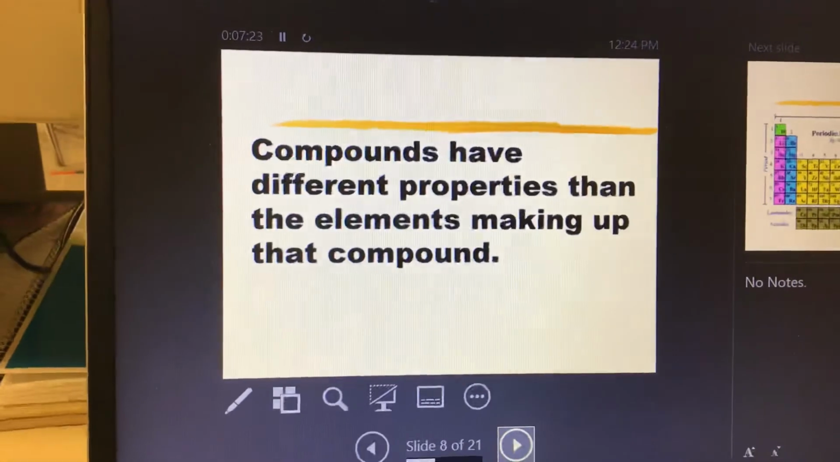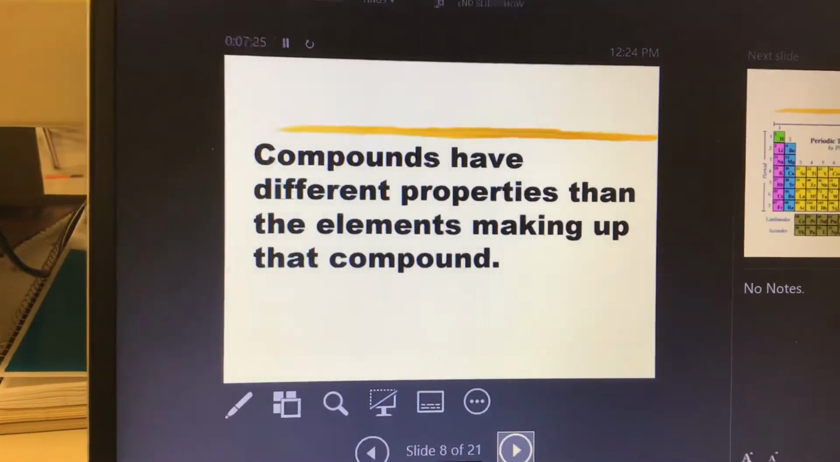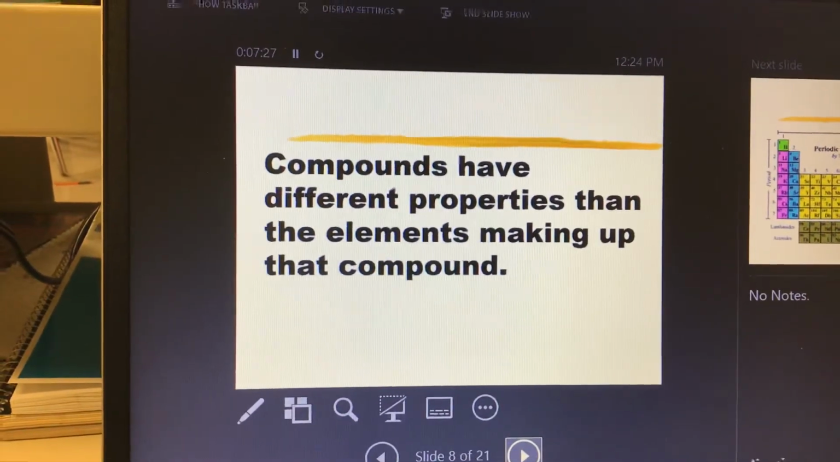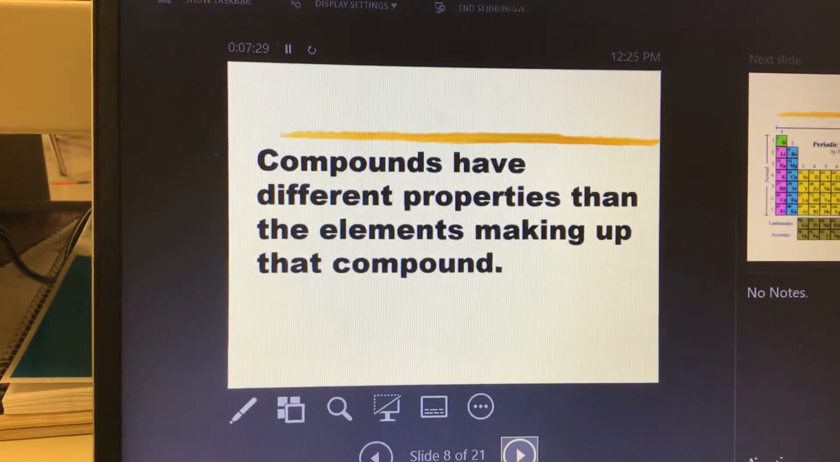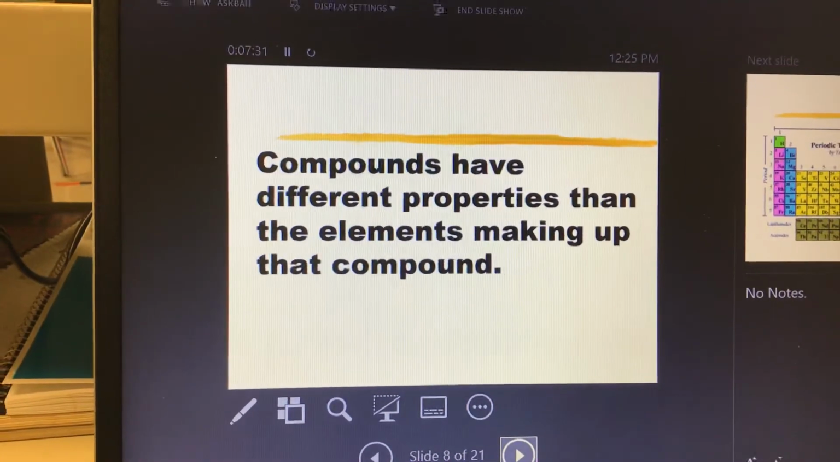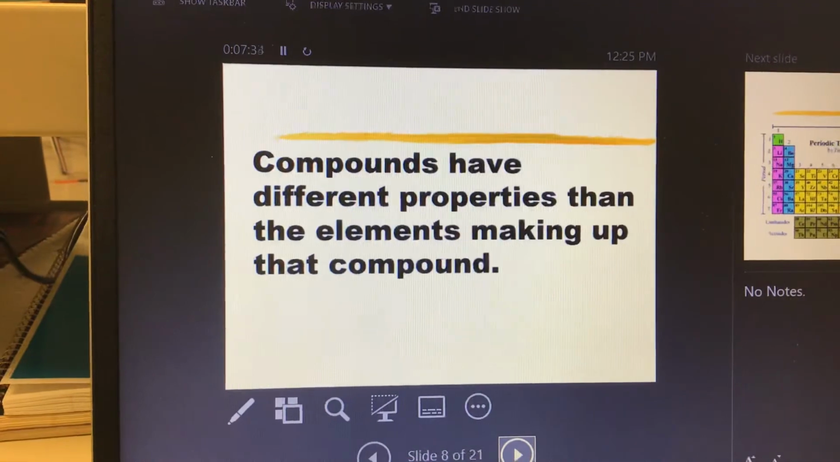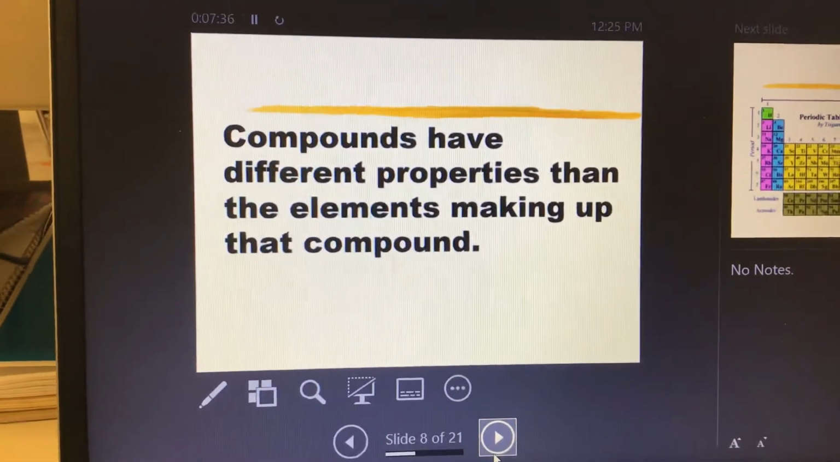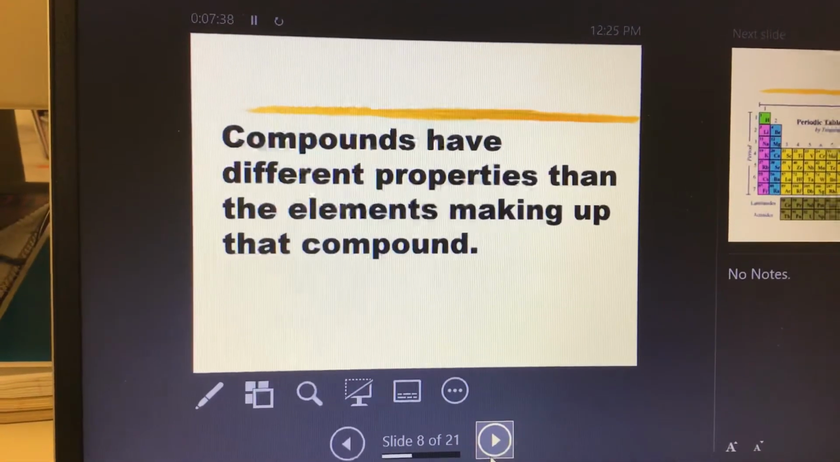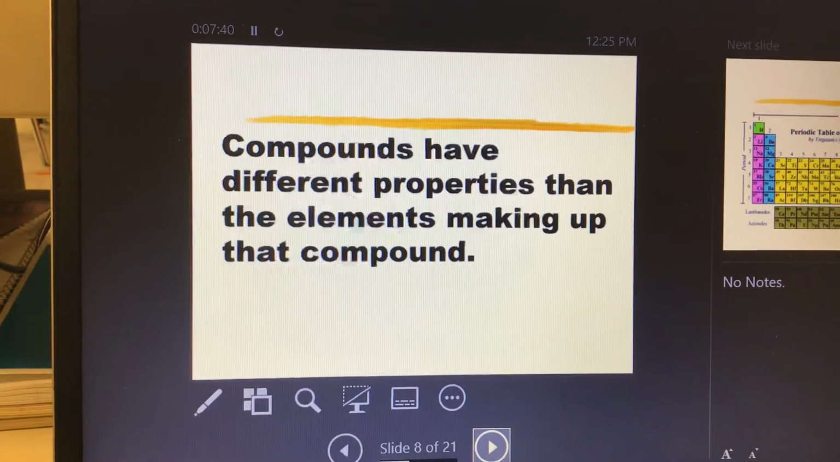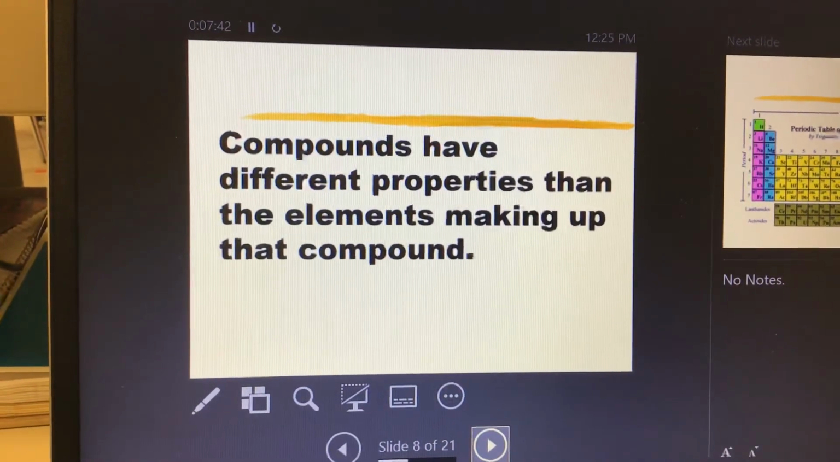So that's kind of how I think of it when I think of elements coming into compounds. Another example is sodium chloride, NaCl. Okay, sodium is, I believe, a poisonous gas, and chlorine is a poisonous gas.